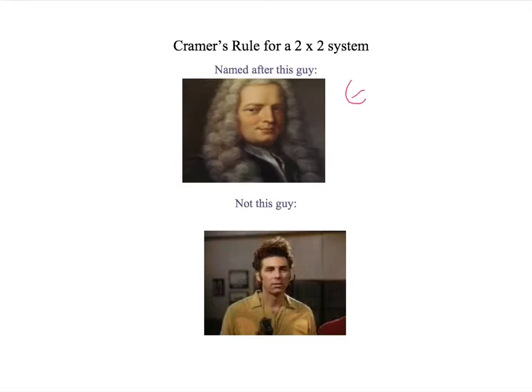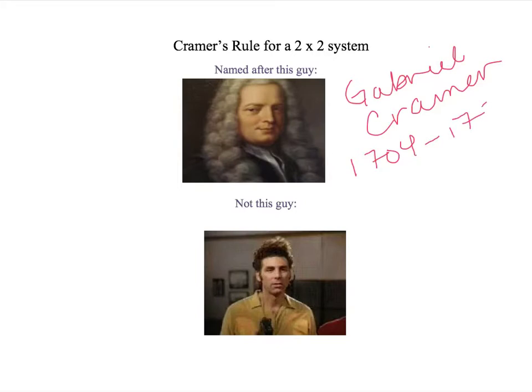His name is Gabriel, I guess you could say, because Gabriel sounds like a girl's name. Cramer. He was a Swiss mathematician from 1704 through 1752. Now you can wow your friends with this little piece of knowledge. I don't want you to confuse it with this guy, who is Cramer from Seinfeld.